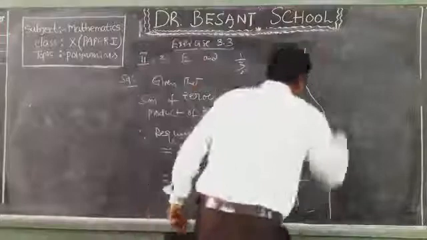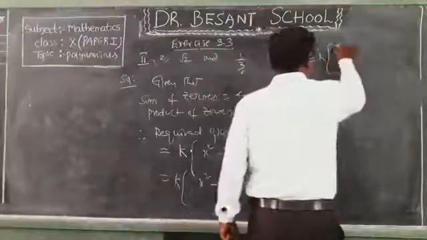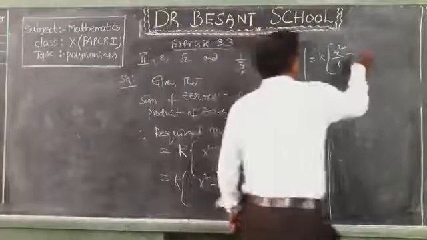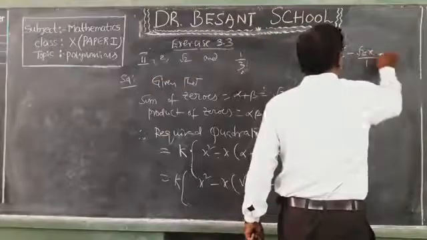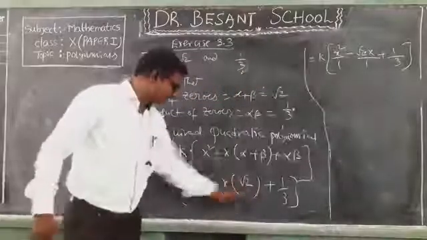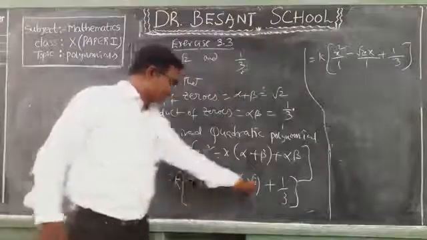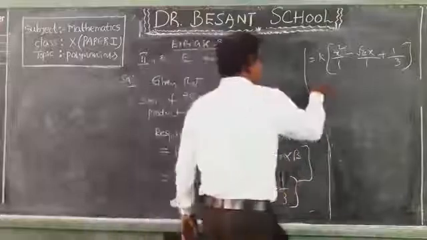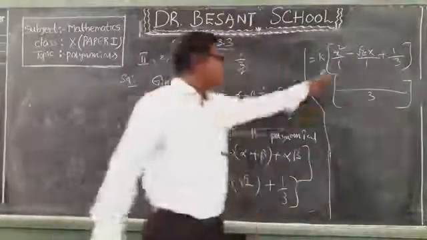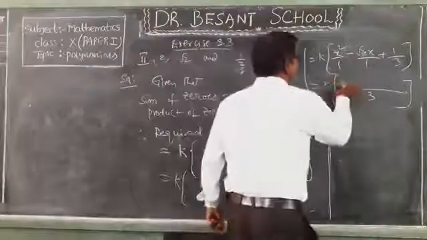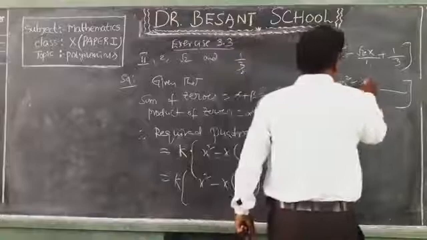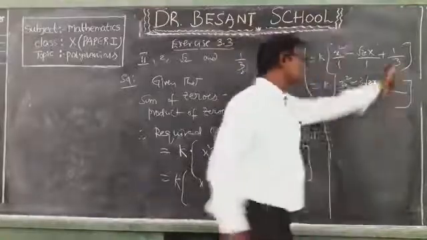Again, that is equal to k into x square by 1 minus root 2x by 1 plus 1 by 3. That is equal to k into, what is the LCM? 3. 1 3s are 3. 3 into x square, 3x square minus 1 3s are 3, 3 into root 2x, 3 root 2x plus 3 1s are 3, 1 1s are 1.